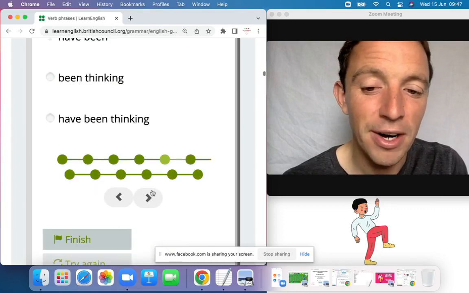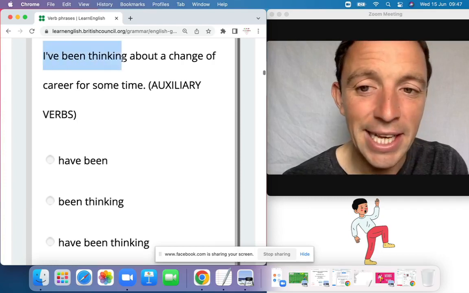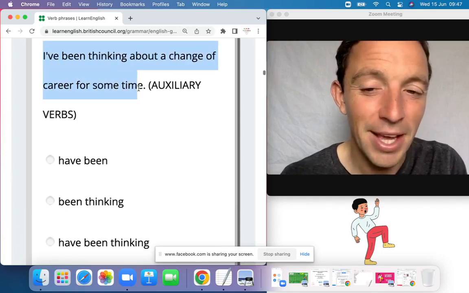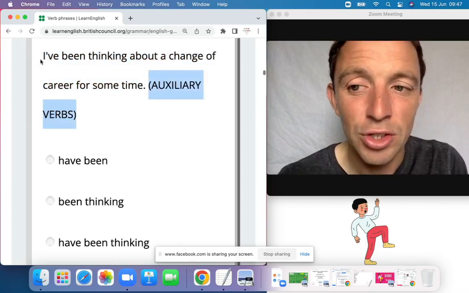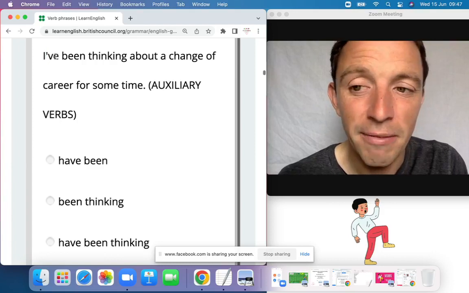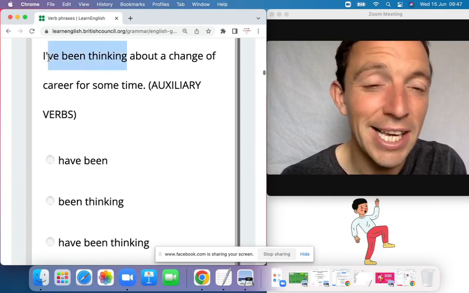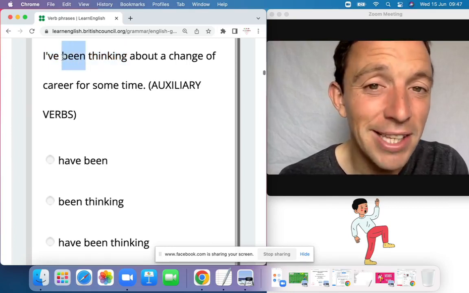Let's move to number 5. I've been thinking about a change of career for some time. And we need to find the auxiliary verb. Subject is I. The verb is have. The verb is to be. And the verb is to think. We have 3 verbs in this situation. The verb to be is in the participle.